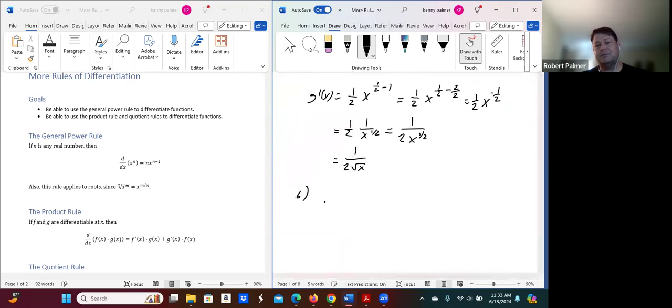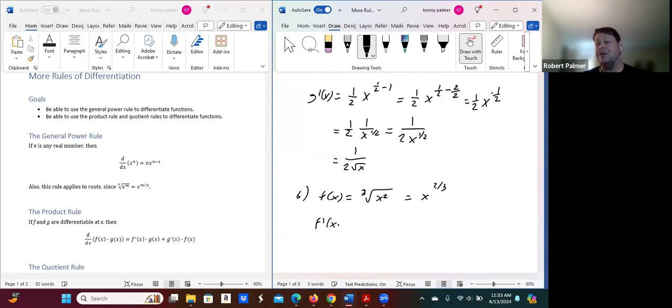Number 6. This time, just go back to f of x. So call f of x equal to the cube root of x squared. The cube root of x squared. Okay, so in the same way, we convert this to a fractional power. The root goes in the bottom, and the power of x underneath goes on top. So this is going to be x to the 2/3.